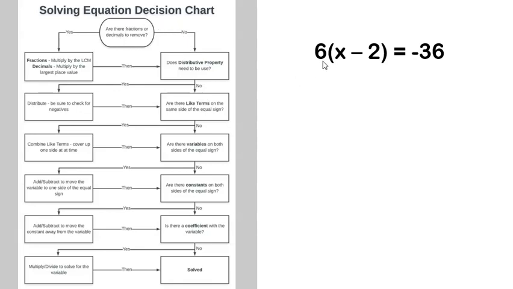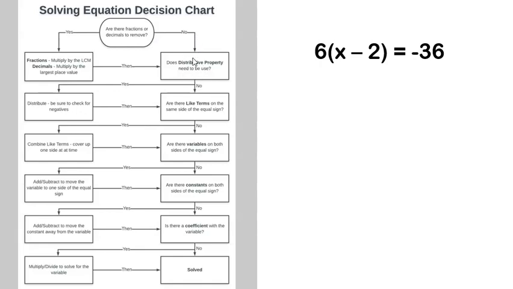So we're going to solve this equation: 6 times in parentheses x minus 2 equals negative 36. We're going to start with question number 1. Are there fractions or decimals to be removed? Well, I look at this and nope, no fractions, no decimals. So I would answer no, coming over to the right, and I go down.